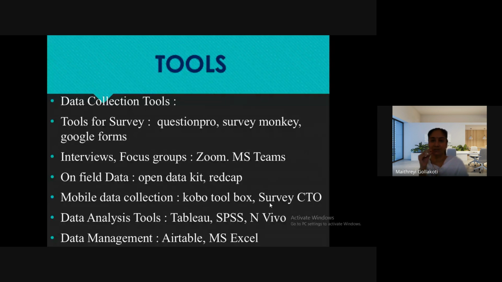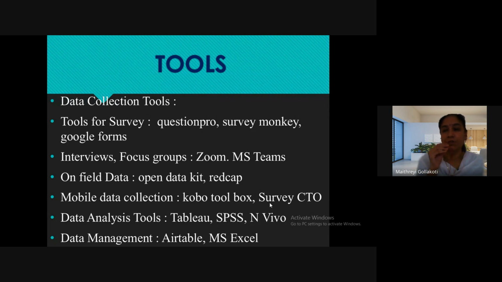Data collection tools. Now, let us see the actual tools which we use on the internet to collect data. Tools for surveys: you can use Google Forms. Google Forms is widely accepted all over the world. Apart from Google Forms, you can use software like QuestionPro and SurveyMonkey. These two tools also give you a lot of options to make forms, and you can send them to people to collect information.